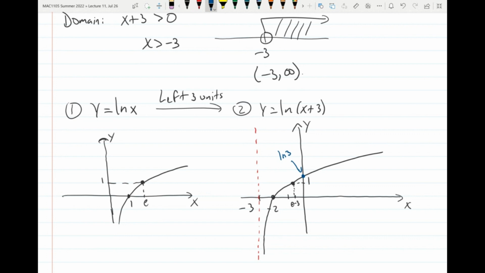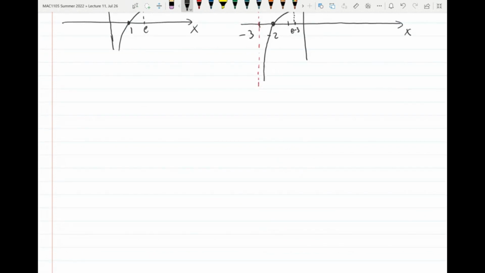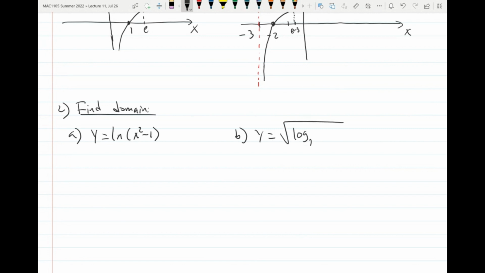And again, now for example, you can take this and combine it with a bunch of other transformations. In the homework, you will do this kind of stuff. So let us keep finding domain. So domain, let's find the domain. And let's see, let's do y equals ln of x squared minus 1. And then I guess let's do square root of log base 2 of x minus 7 plus 3. I don't know. Let's do something like this. Just to practice.